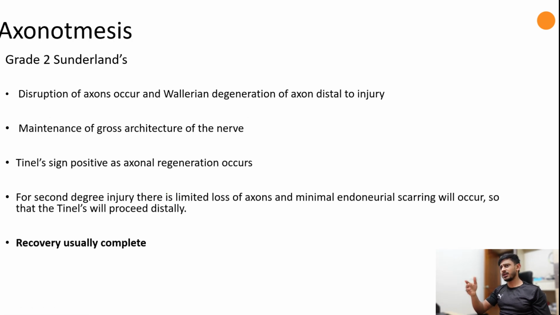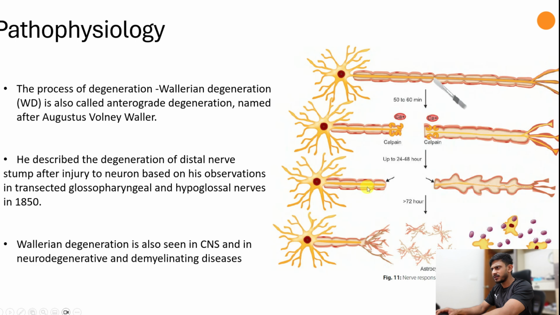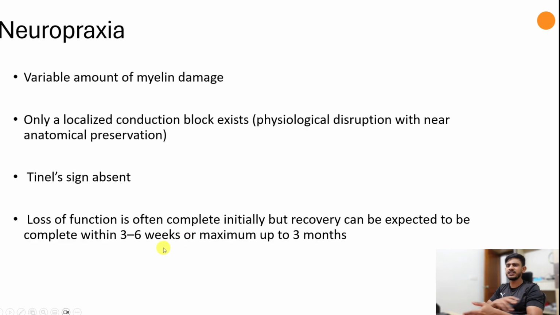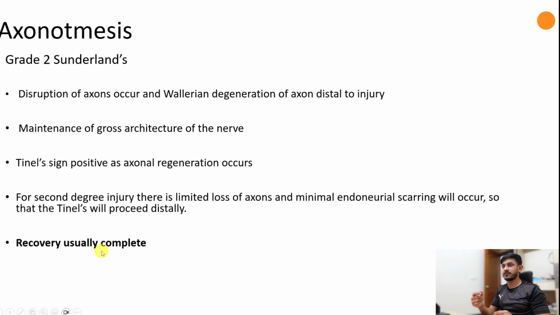Axonotmesis, axons are cut and all the other nerve layers are intact. So Tinel sign will be positive because if an axon is cut at this level, the distal axon will fully undergo degeneration. So from the proximal axon, there will be sprouts. And when these sprouts occur, Tinel sign will be positive. And axonotmesis recovery is usually complete as all the nerve layers are intact and they'll guide the axonal sprouts to the distal stump.